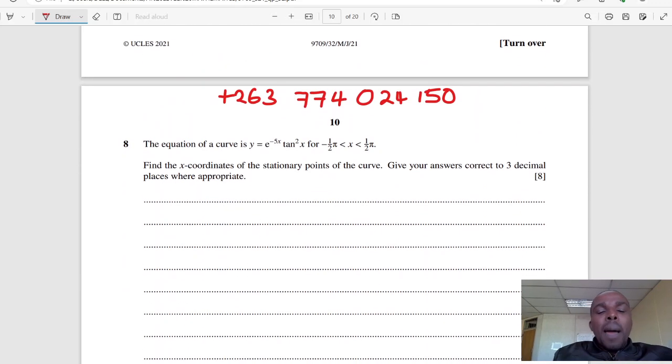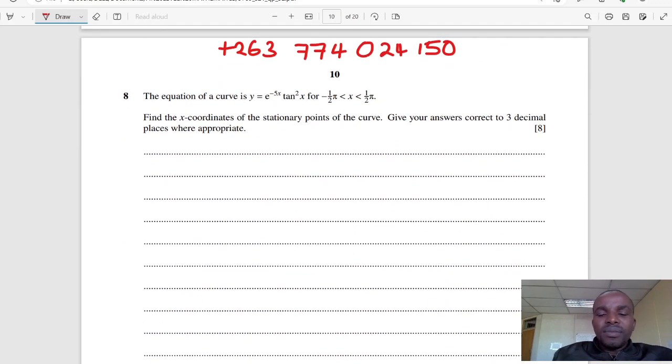Right, next question, number 8. The equation of a curve is y equals e to the power minus 5x times tan squared x, for x lies between minus pi over 2 and pi over 2. Find the x coordinates of the stationary points of the curve. Give your answer correct to 3 decimal places where appropriate. These are 8 marks. Serious one.